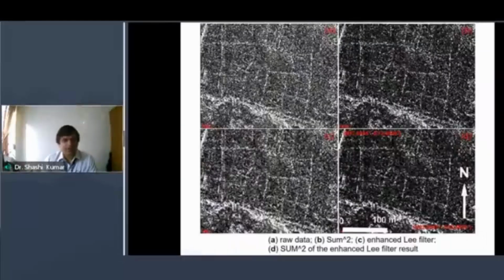Now, again, here you can see that different filtering approaches or different techniques were used to enhance the view of the data set. Here one can see the filtered data set. This is the square of the SAR data values, which is enhanced with the help of the Lee filter. Here one can easily see that the enhancement could be seen at different places.